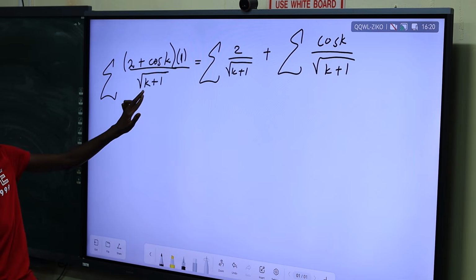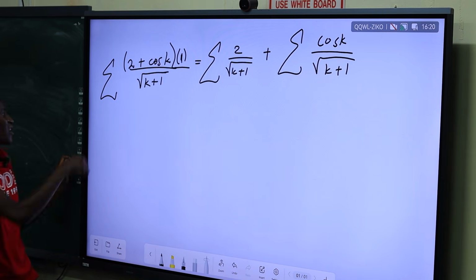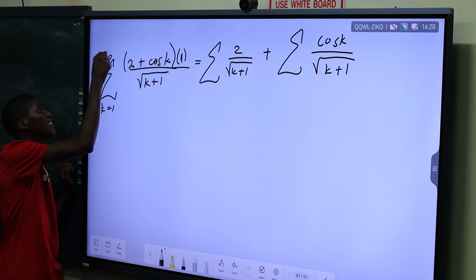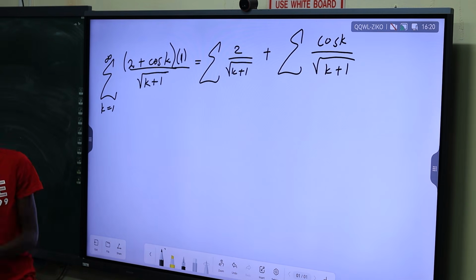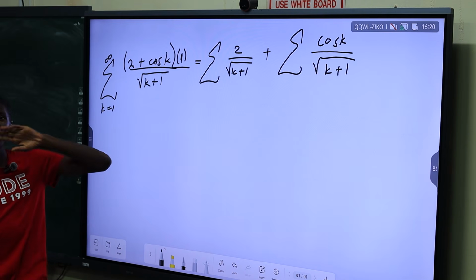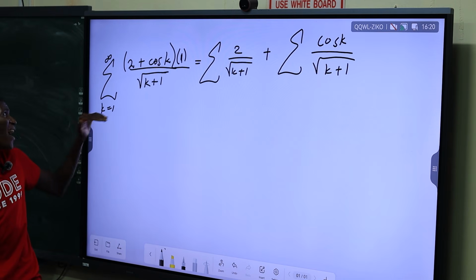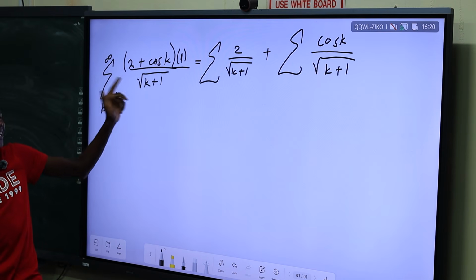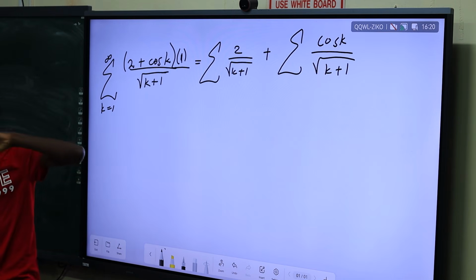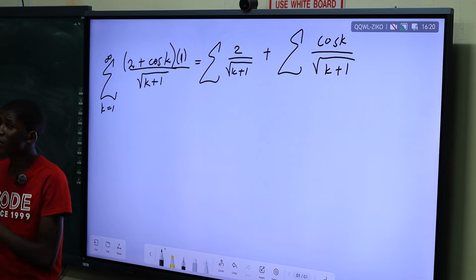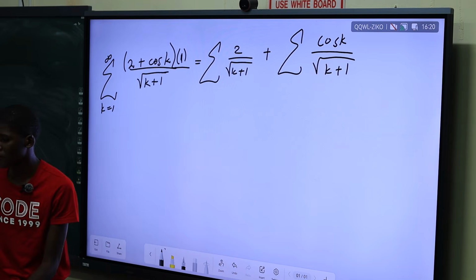Do you have any value of k where the function is not defined? If we are moving from k equals 1 to infinity, is there any value of k that makes our function undefined or not continuous? There isn't. From 1 until infinity, if you substitute any value there, you're going to get a finite number. So your function is continuous, it is defined everywhere. So you can try to use the integral test.